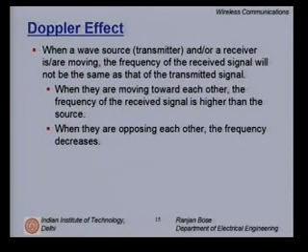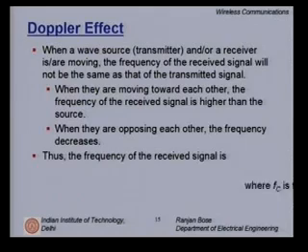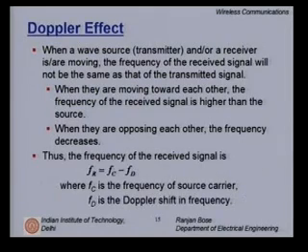But having the correct frequency received at the mobile station is important for proper decoding of the signal. Thus, the frequency of the received signal Fr is equal to Fc, the frequency of the source carrier, minus Fd, where Fd is the Doppler shift in the frequency. So this Fd may be positive or negative depending upon which direction the mobile is moving. This is the Doppler effect.